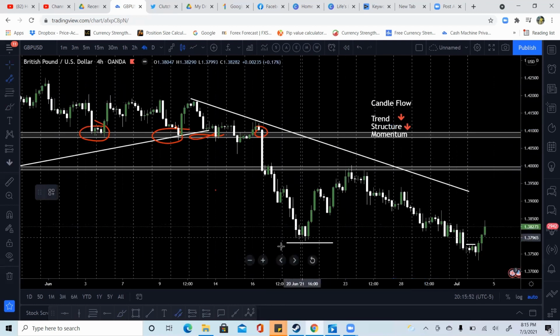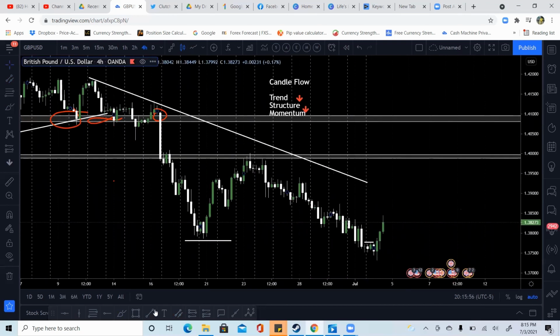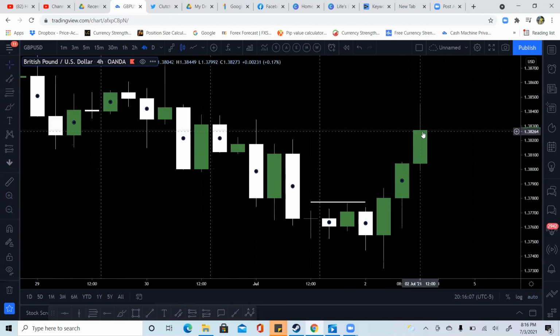Now, momentum is where candles are going right now. So now if we look at the last few candles, you see that the momentum of the market, you see how the candles are closing higher than the last candle? Momentum is going up.